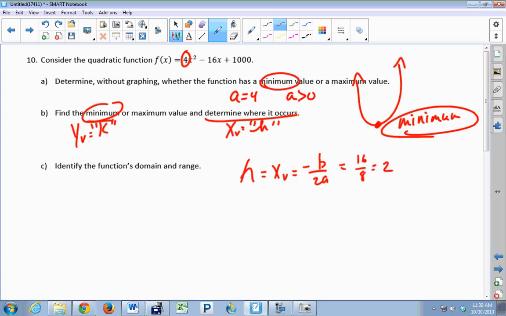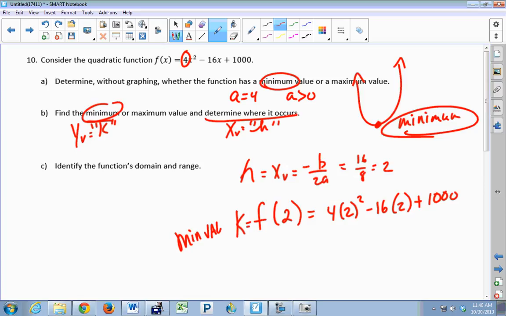And now to find my y value, the value of my function when x is 2, I plug 2 into my function: 4 times 2 squared minus 16 times 2 plus 1,000. This is going to be my k value of my vertex, or my minimum value. Here's where my minimum value is found, when I evaluate the function at 2. So I get 16 minus 32 plus 1,000, and that gives me 984.